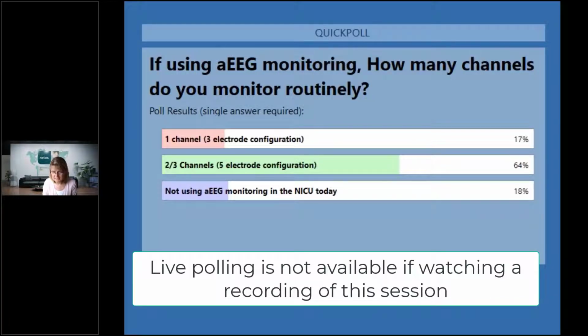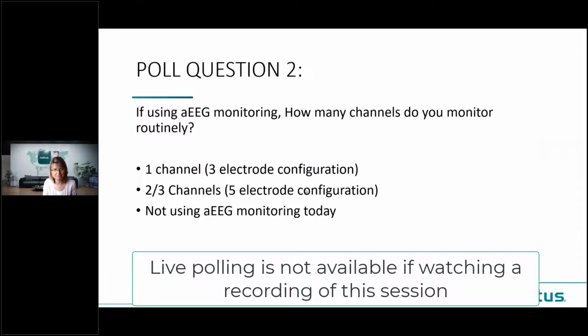So we can see 17% of people are using the 3 electrode configuration. Most people are using the extra channels. That's great because we get obviously more information when we're monitoring with extra channels. And again, a few people who are not monitoring with aEEG today.